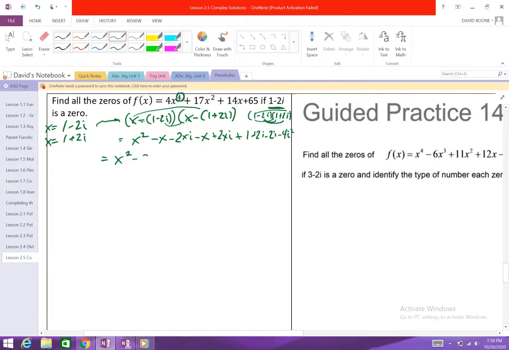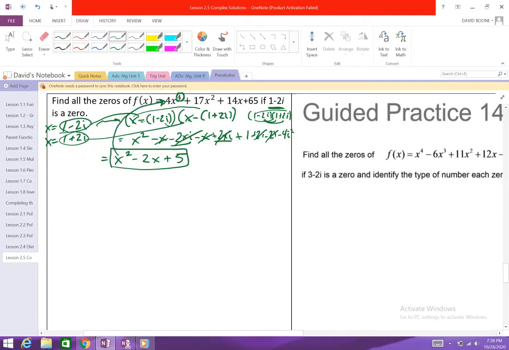I clean this up a little bit. I have x squared. Here I've got minus x and minus x. That'd be minus 2x. Here minus 2xi and plus 2xi cancel each other out. Same thing here. The 2i and minus 2i cancel each other out. Here minus 4i squared. This i squared is negative 1. Times negative 4 would be positive 4. Plus that 1 would be 5. So all that work comes down to this. These two roots written as factors multiplied give me that.